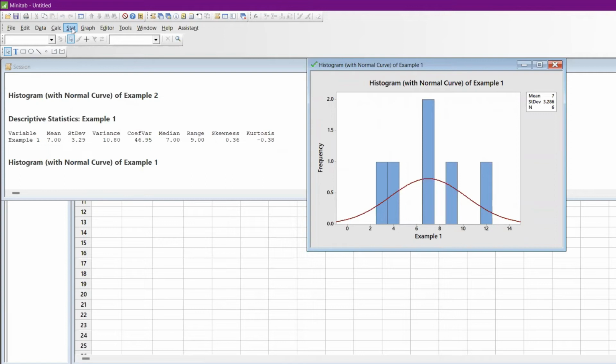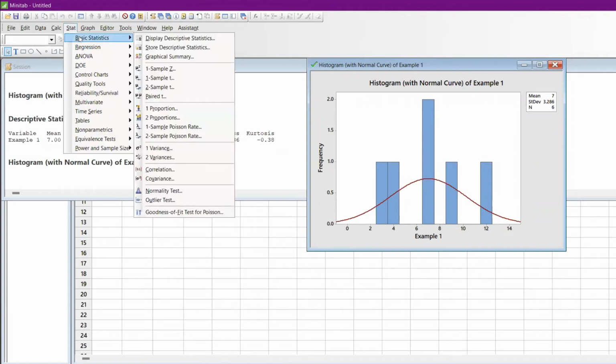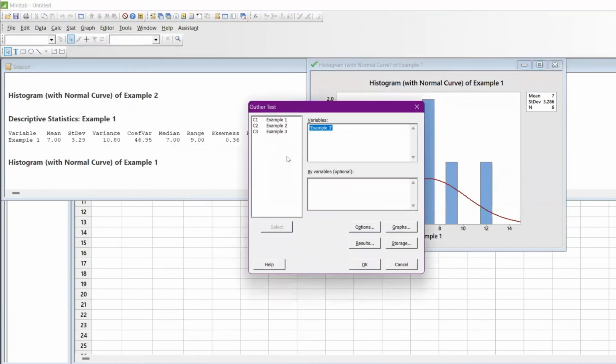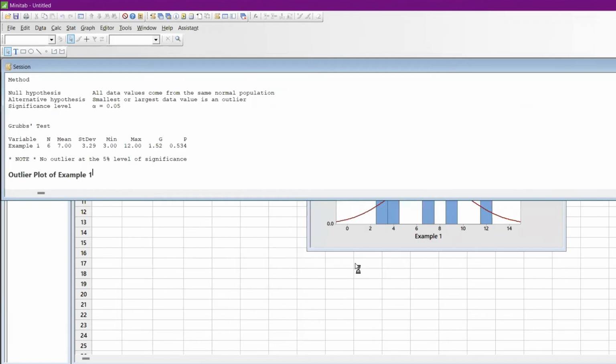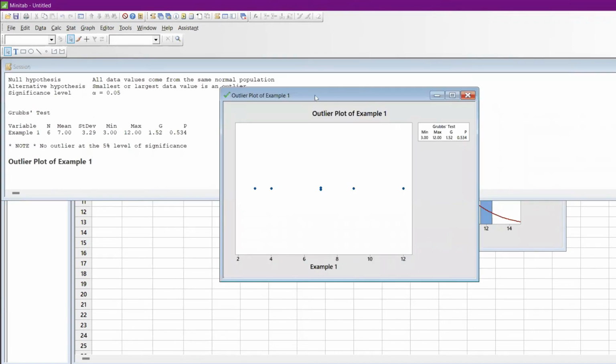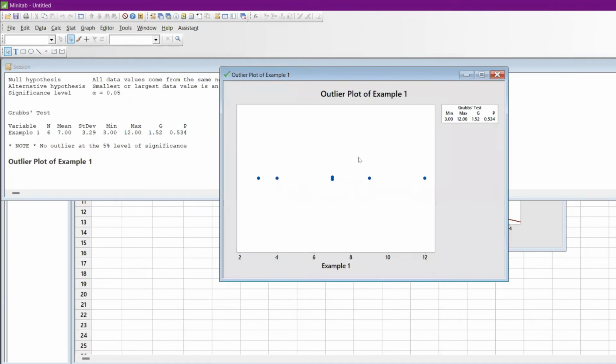And there is something I talked about, the outlier test, right? So in the basic statistics you can go to outlier test, and then the same thing, example number one, and you can give okay, and then you got these values also in the descriptive, and in the shape also we have got it. For example, in this case minimum is 3, maximum is 12, Grubbs value is 1.52, p value is 0.5, right? So in this no outlier exists. That's what we can conclude.